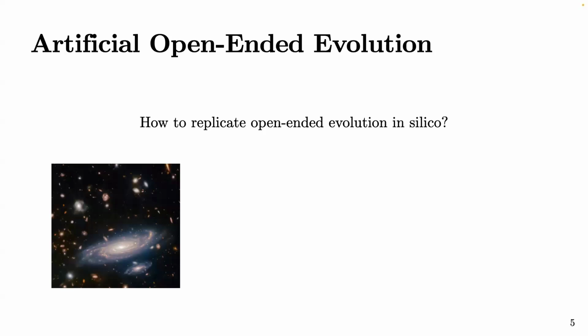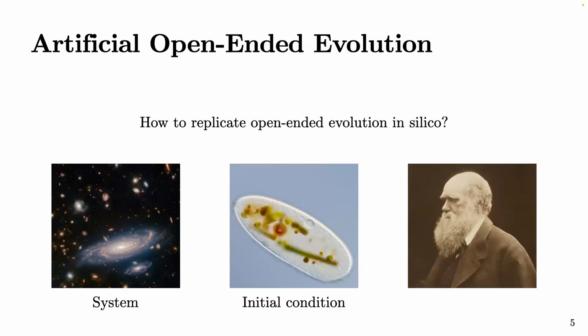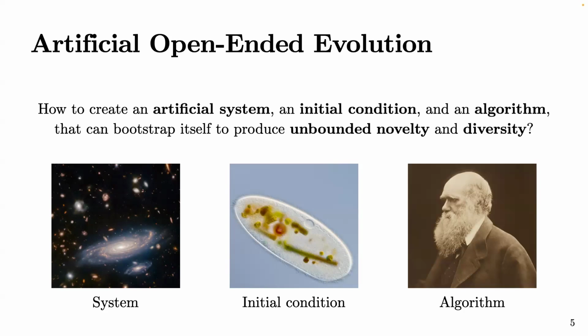You need to support the emergence of life. Yeah, the second ingredient is an original life form. So in other words, an initial condition. And the third ingredient is simply an algorithm, in this case, Darwinian evolution. So with these ingredients in mind, we can revisit the question and ask a more precise one. How can we create an artificial system, an initial condition, and an algorithm that can bootstrap itself to produce unbounded diversity and novelty?